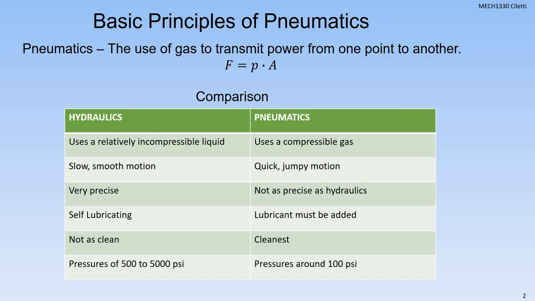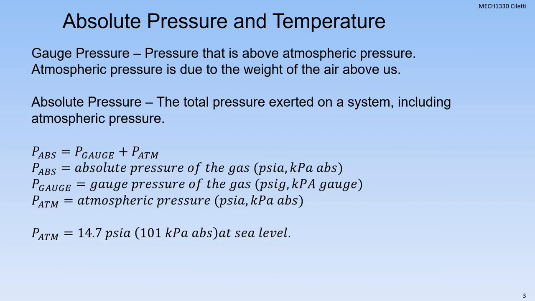Okay, pneumatics now. We use a compressible gas, right? We compress air into a tank. We can store it, use it that way. Okay, they're very quick and jumpy. They're not as precise as hydraulics, and we have to add lubrication to the line. Now, a lot of you guys, we've used the pneumatic nailer in class already, right? A couple drops of oil in the line before we connect the hose onto it. Pneumatics, definitely the cleanest. We use those in more of a clean facility. And general pressures around pneumatics are around 100 psi when we're using them.